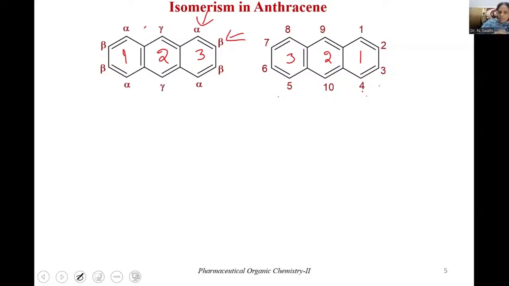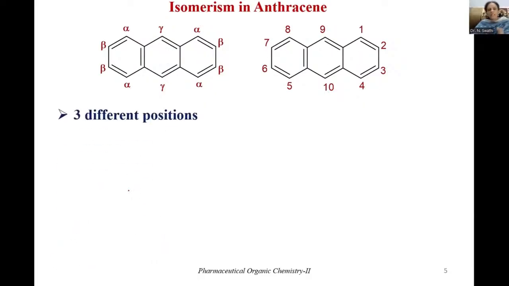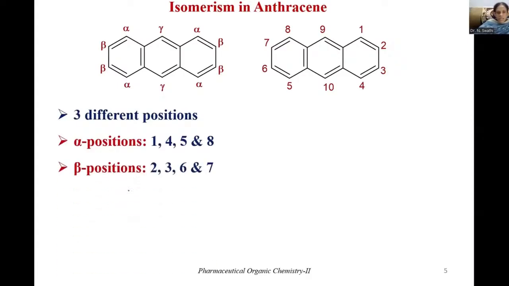Now coming to the other position, that is the gamma position. If you look at the gamma positions which are labeled here, the chemical environment surrounding the 9th and 10th carbons is similar, because these two carbons on either side have two aromatic ring systems. So they are chemically equivalent. That is why, to differentiate from the alpha and beta positions, they are designated as gamma carbon atoms. So if you see anthracene, it consists of three different positions: alpha positions, beta positions and gamma positions.